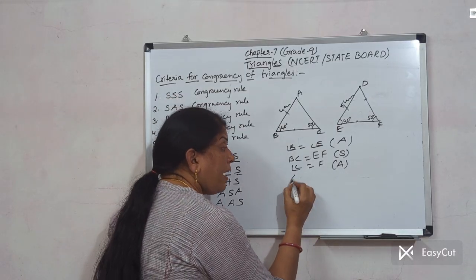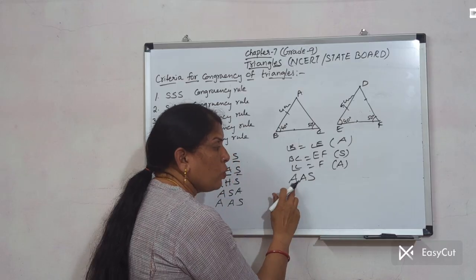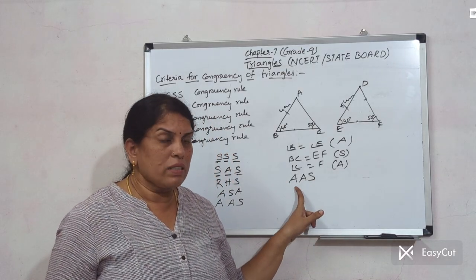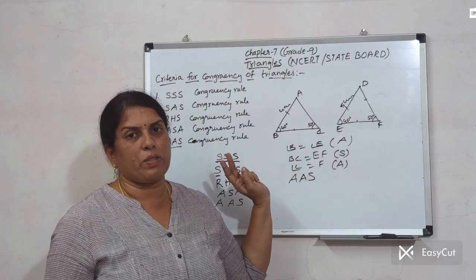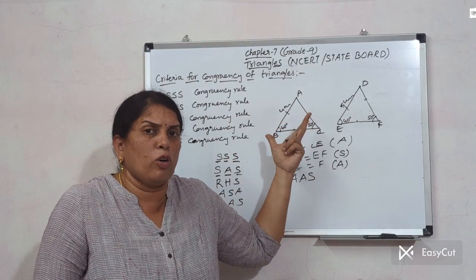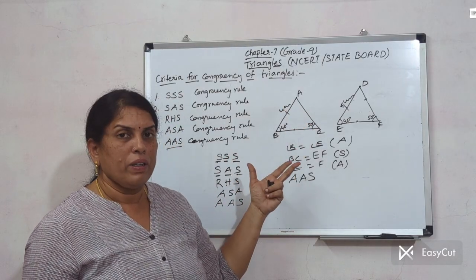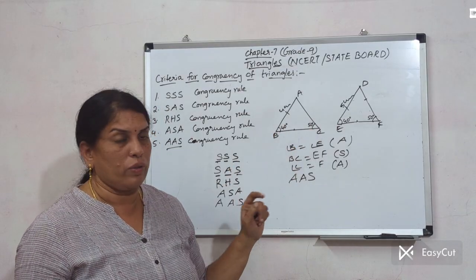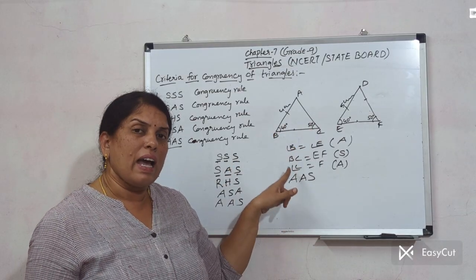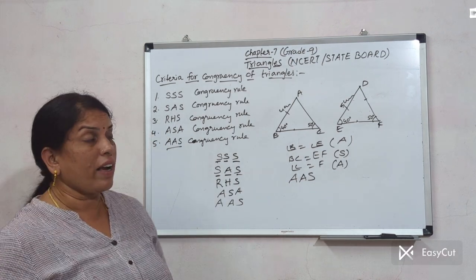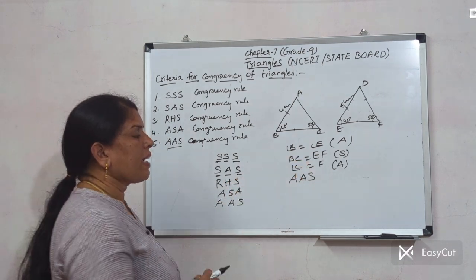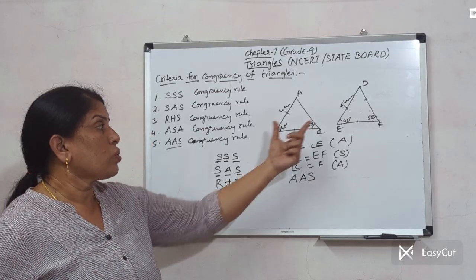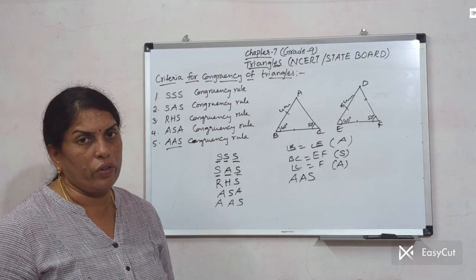According to AAS: two angles, then a side. Two angles must be equal, one side must be equal. Whether it is outside or not, no problem. It may be the other side. No need to be the included side only. You can write the other side also. What criterion is this? Angle, angle, side criterion. According to AAS criterion, these two triangles are said to be congruent.